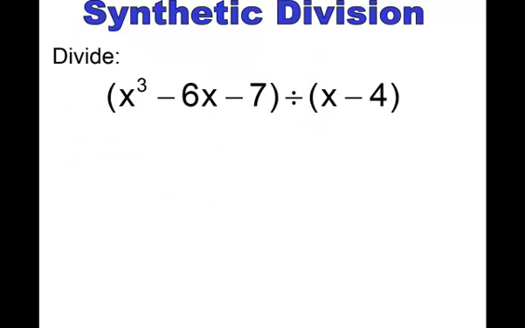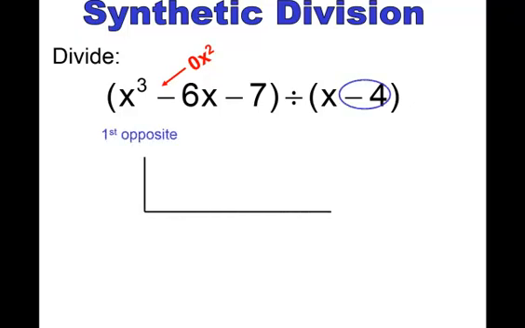Pause and try. So again, what's missing here is the x squared. I'm going to put a 0 in. Again, don't forget to do the opposite of the divisor. It's a negative 4, so it's going to be a positive 4. Put all my coefficients in: 1, my place marker 0, negative 6, negative 7.